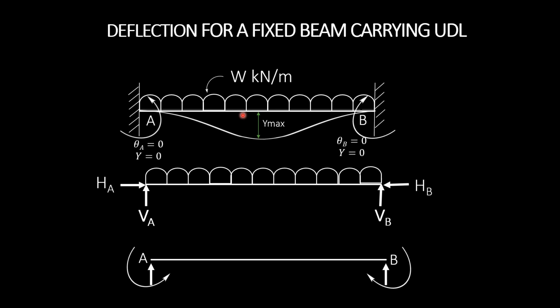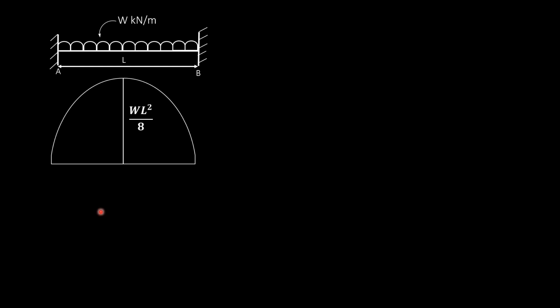So let's begin. In the first case, we have to draw the bending moment diagram for a simply supported beam carrying UDL. What is the bending moment diagram? It is a parabola. And what is the bending moment value for a simply supported beam carrying UDL? It is WL square by 8.